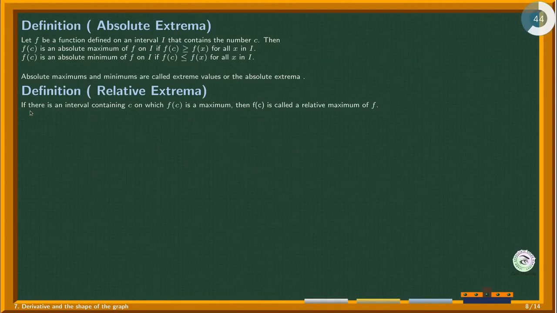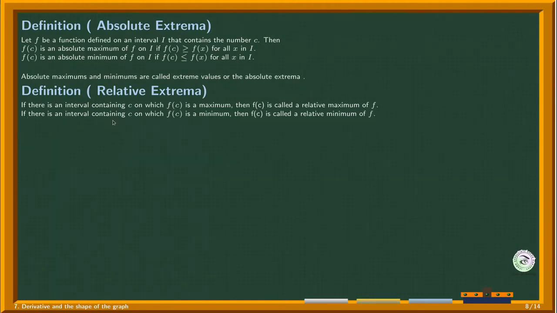Now we look at relative extrema. If there's an interval containing c on which f(c) is a maximum, then f(c) is called a relative maximum of f. So this means f(c) is a maximum compared to values around it. If we go back to that example with several sections taking the same course, these relative maximums are the students who got the highest mark in each section. In each section there is a student taking the highest mark. Those are relative maximums. Absolute is the one who takes the highest score out of all the classes.